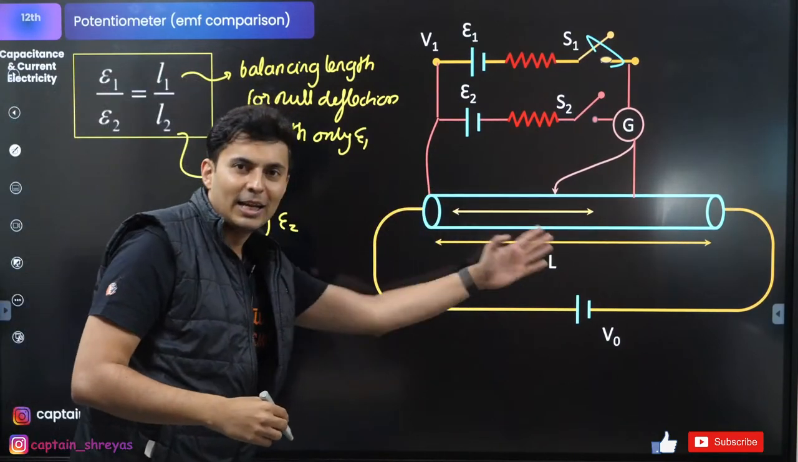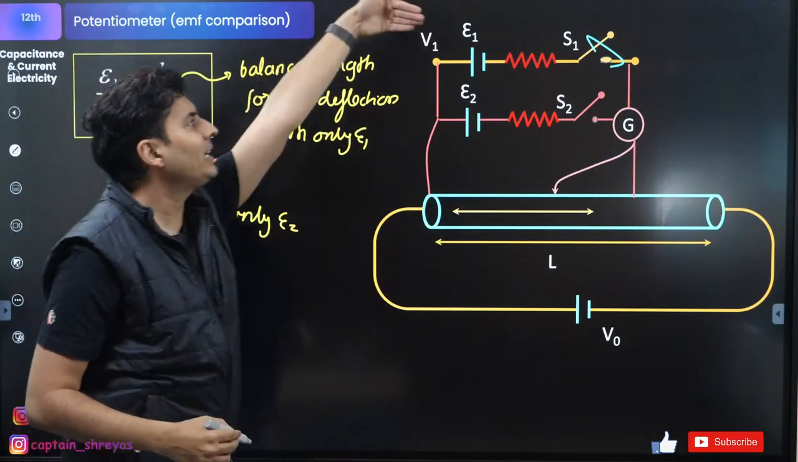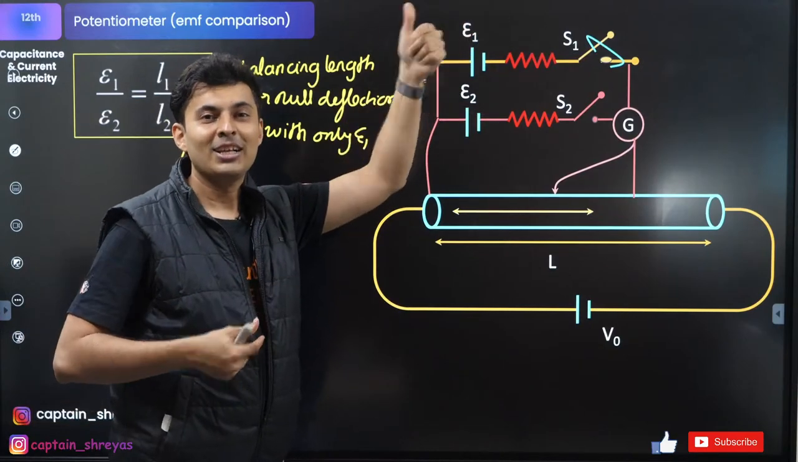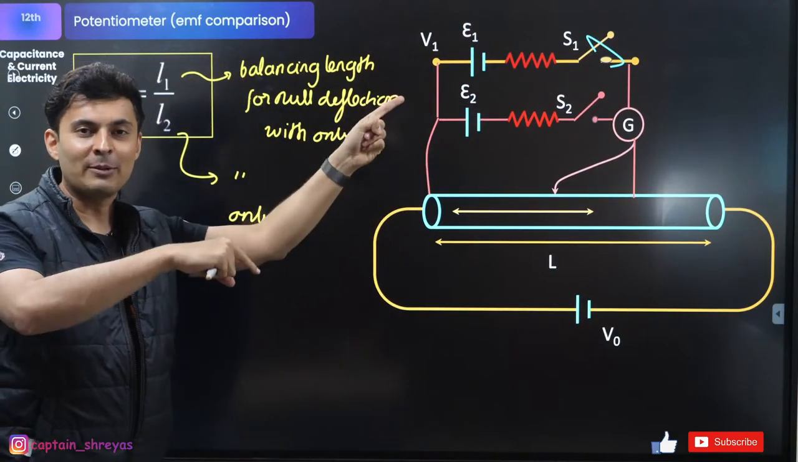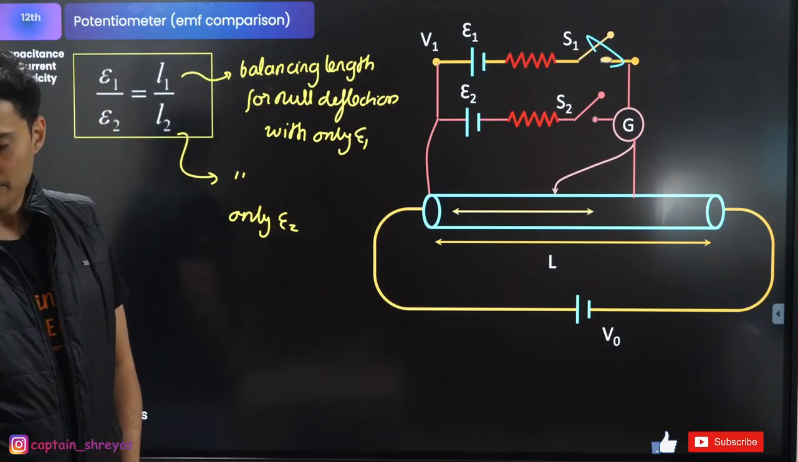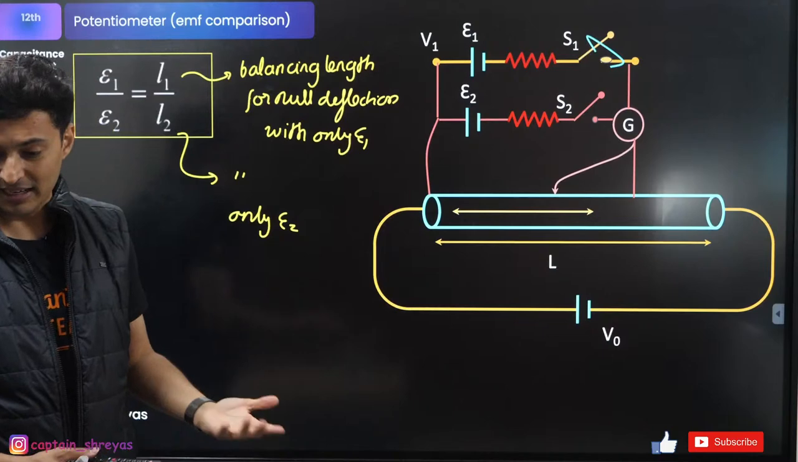You measure L1, measure L2, the ratio will be E1 by E2. If you know E1, you can find E2. If you know E2, you can find E1. So you can compare or basically find the EMF, assuming you know the EMF of the other cell. That's all. Sir, for this question, how do we recognize that this formula is applicable, Vaishnavi?